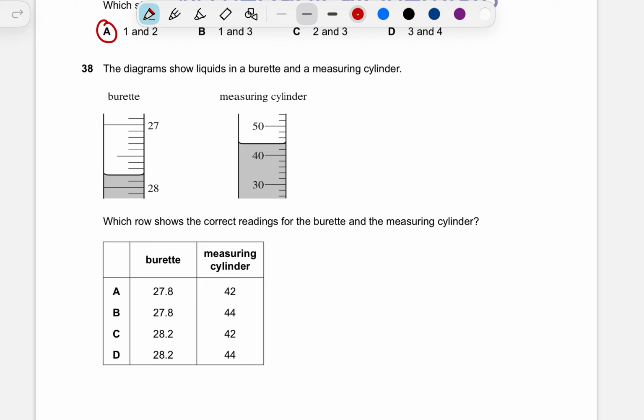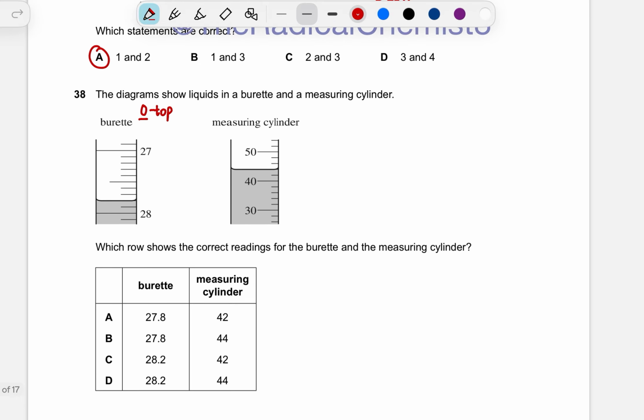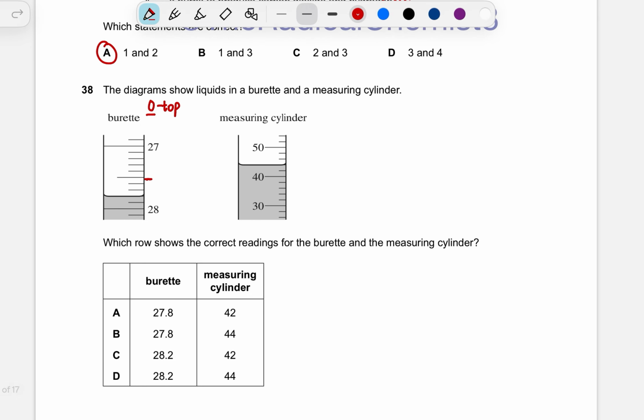Next, the diagram shows liquids in a burette and a measuring cylinder. Which row shows the correct readings for the burette and the measuring cylinder? So first of all, you need to remember that burette 0 is at the top. And you're normally measuring how much liquid has been added into whatever is below. So here as well, this has to be to 1 decimal place for burette readings. So the value here would be 26 point, so this is 5, 6, 7, and 8. So 27.8 would be your answer.